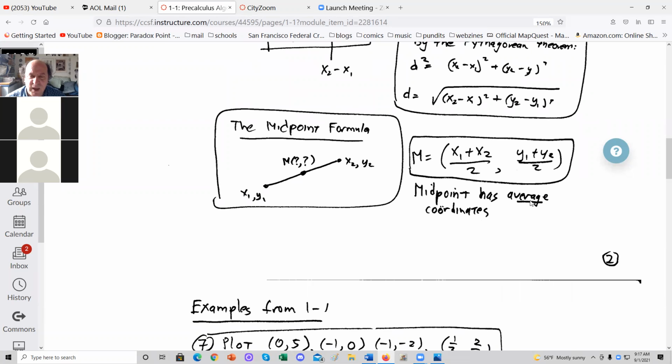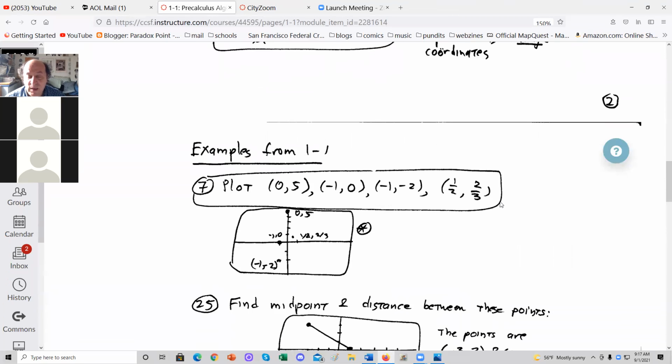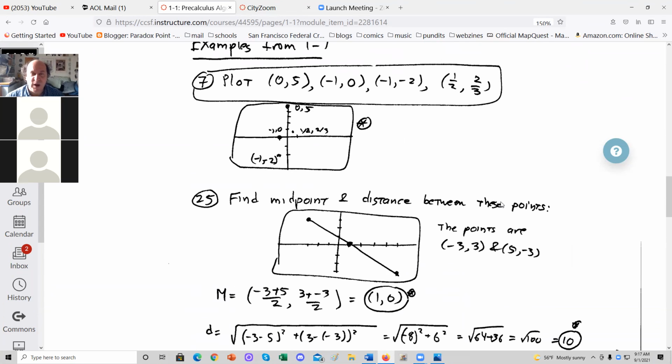The midpoint formula is pretty simple, actually. Given x1, y1, x2, y2, what's the midpoint? Well, the x coordinate for M is the average of the x coordinates, x1 plus x2 over 2. The y coordinate is the average of the y coordinates, y1 plus y2 over 2. The midpoint has average coordinates. So there are some examples from the book.